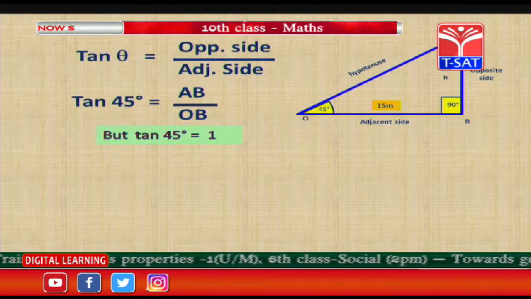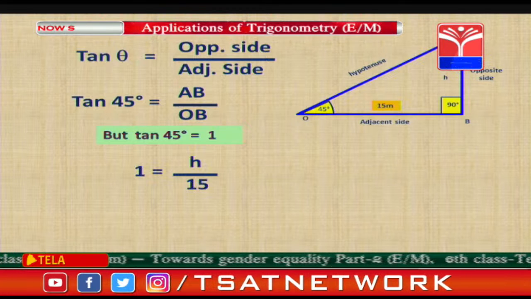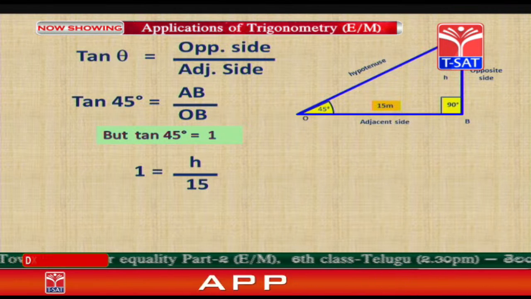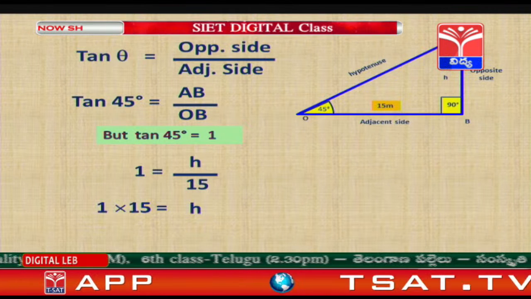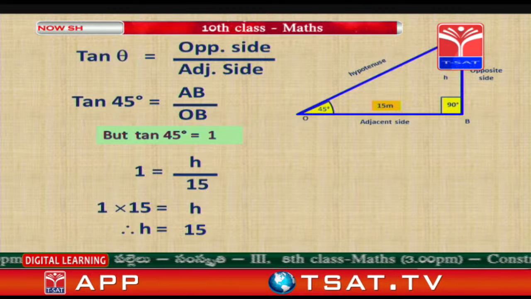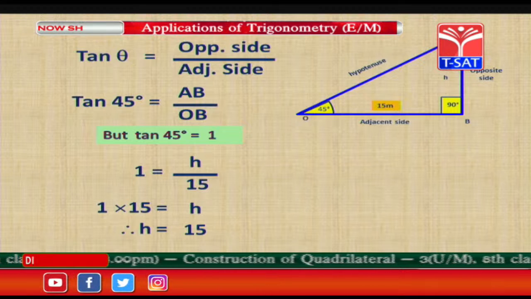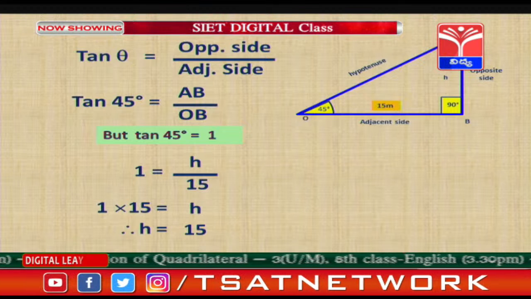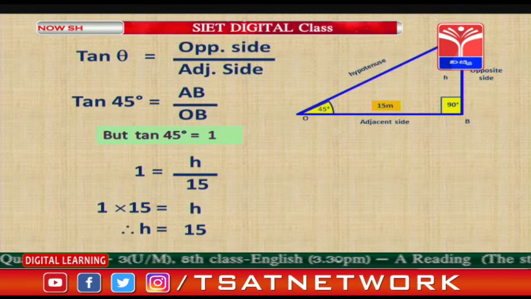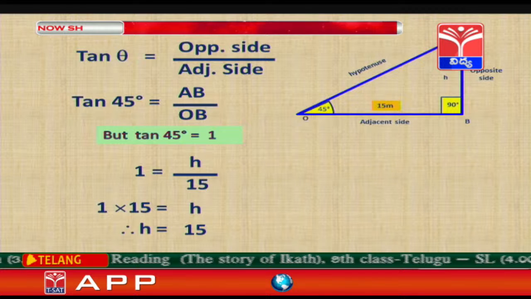So, I will be writing here on the left hand side 1 is equal to h by 15. If I go for the cross multiplication, 1 into 15 is equal to h, or h is equal to 15. That means the height of the tower is 15 meters. Are you clear, children? So, with this we are able to find out the height of the tower without using any kind of measuring tape or any other device, is not it?